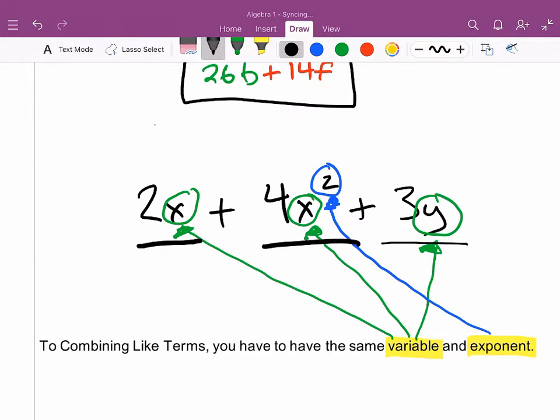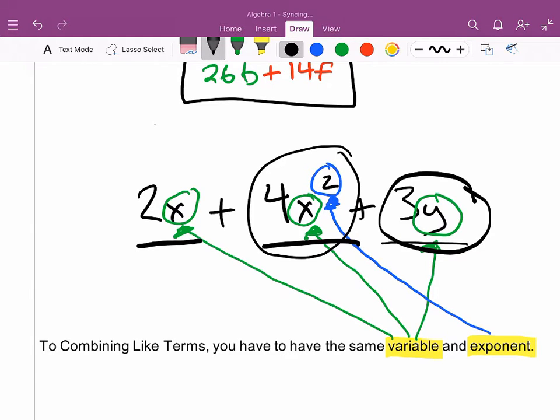Think of it this way. If 2x is your burgers, like say burgers, right? X is burgers. This here, the 4x squared, not quite the same. Say that squared is, instead of a regular burger, it's a double cheeseburger, okay? Not a burger, but a double burger. So you can't combine those, right? The chef has to make those differently. Same thing with the y. This is a y, okay? It's not an x, it's not burgers, it's your french fries. All different, okay? You cannot combine those. Have to have the same variable and exponent, all right?